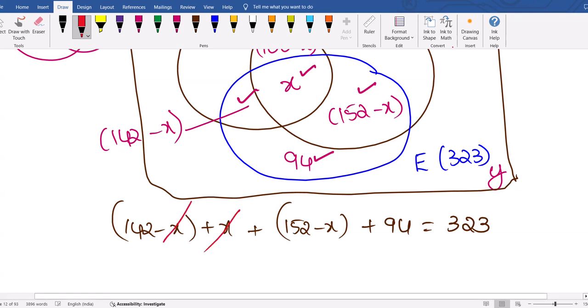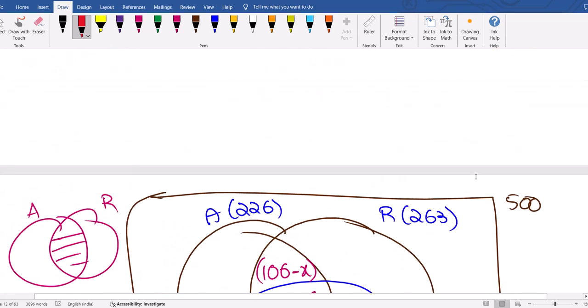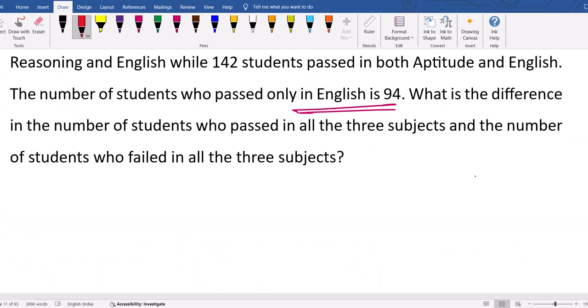So calculating, we got the x value, how much? Here 294. Okay, and 94 means we'll get 388. Okay, fine. So 388 and here 323. What's that? 65. The x value is 65. Now you got all the 3 subjects, passed all the 3, sorry. 65. Some people failed all the 3 also.